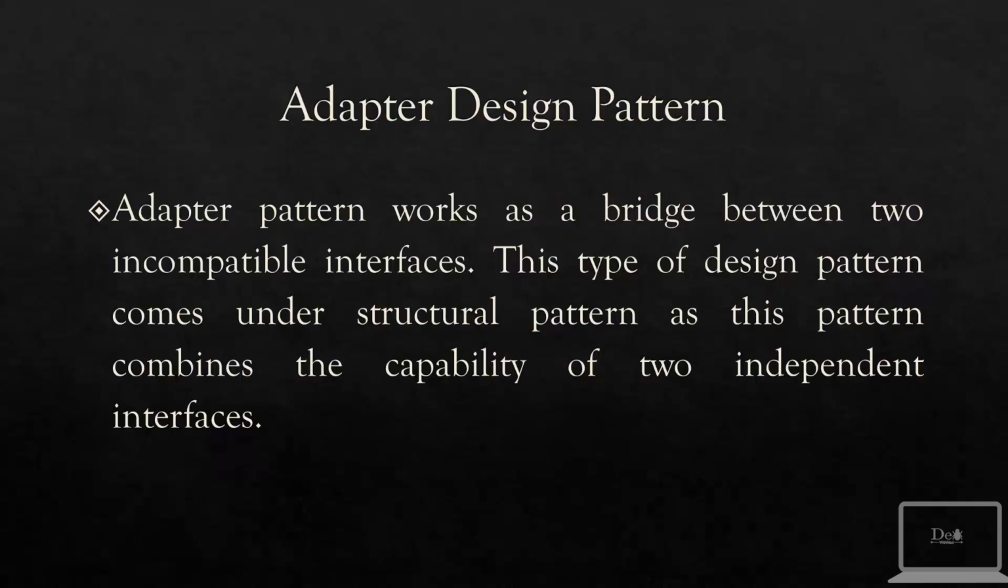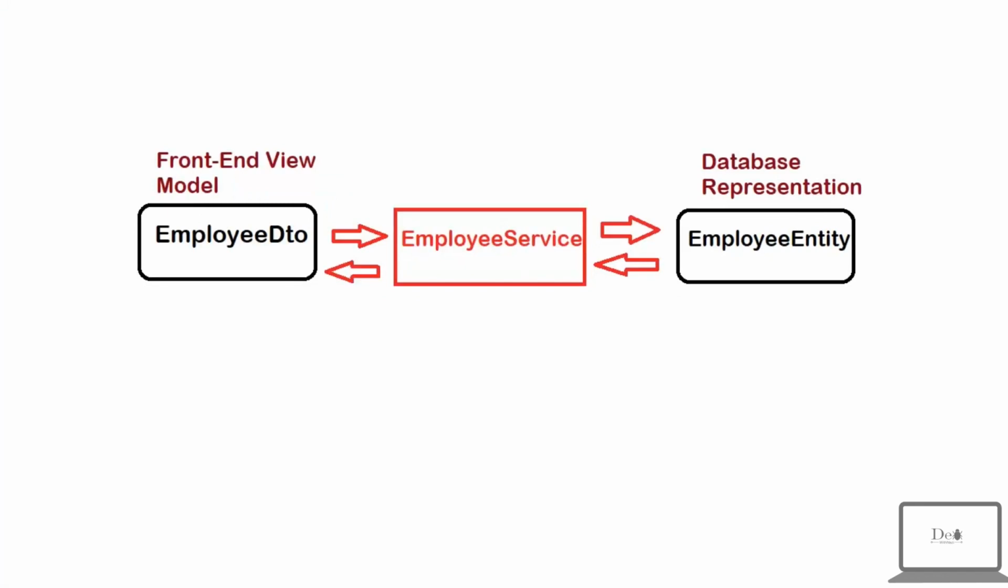Now if we see the graphical view of the adapter design pattern, as you can see here, I have a front-end view model, employee DTO, and a database representation, employee entity. Now to make both of these entities compatible with each other, we will use employee service as an adapter between them.